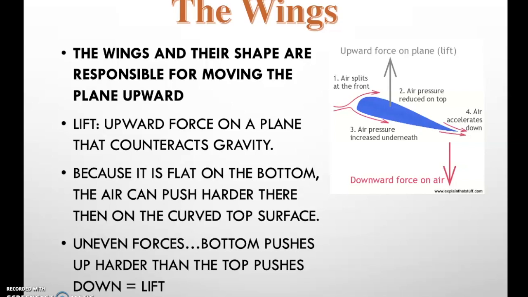So because the wing is flat on the bottom, the air can push harder there than on the curved top surface. And so because of its shape, there's uneven forces, and the bottom pushes up harder than the top pushes down, and that's what actually gives it its lift. So looking at this picture here, you have the air, as the plane is moving forward, as it's rushing over the wing. Notice the shape here. Also, notice how it's shaped like a bird's wing as well. But you have the wind moving over it, and it's moving faster, like I said before, on the top and slower on the bottom, and therefore that is causing an upward force, and it's pushing the plane upward.